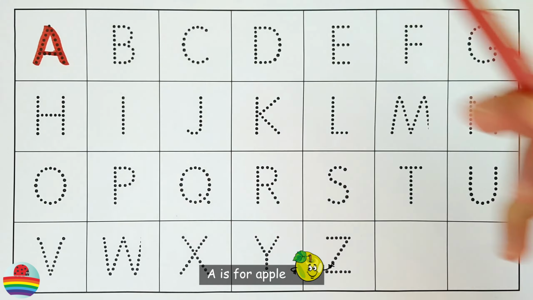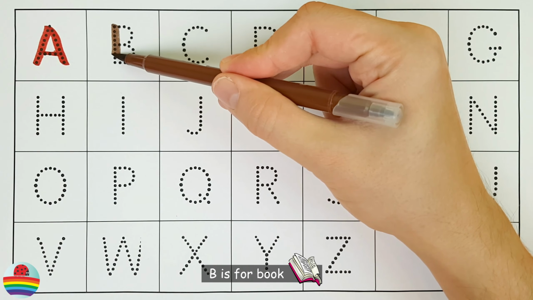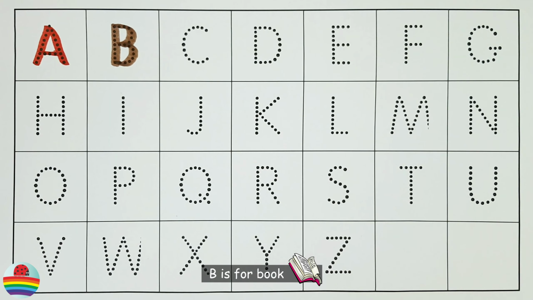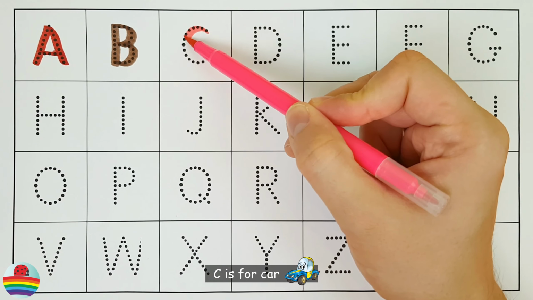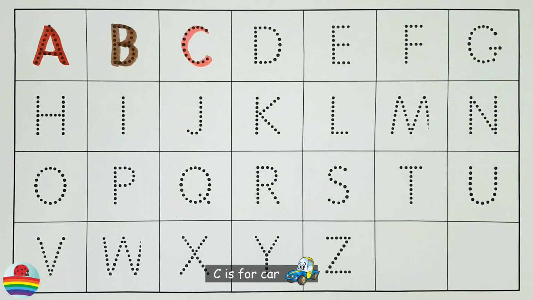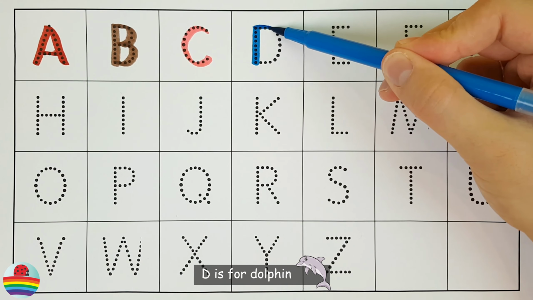A is for apple. B. B is for book. C. C is for car. D. D is for dolphin.